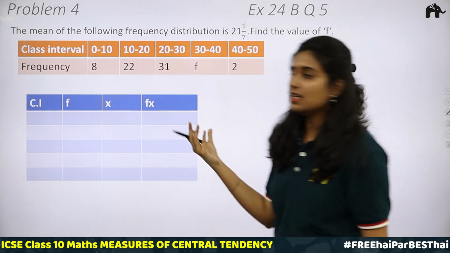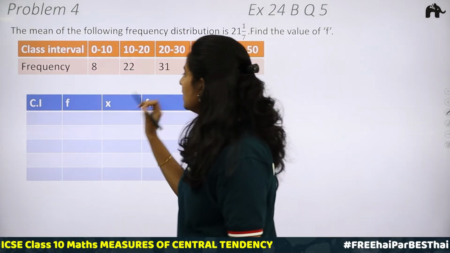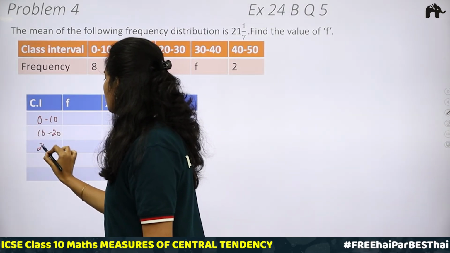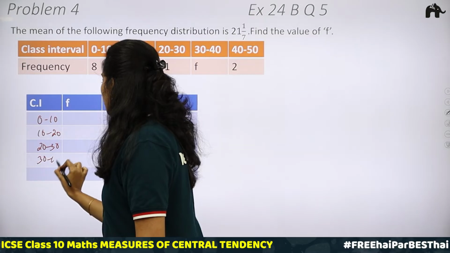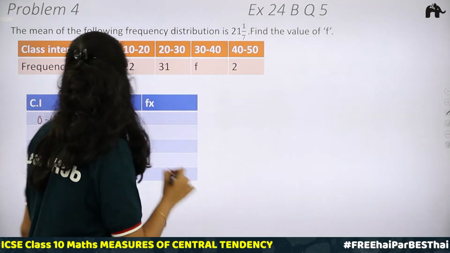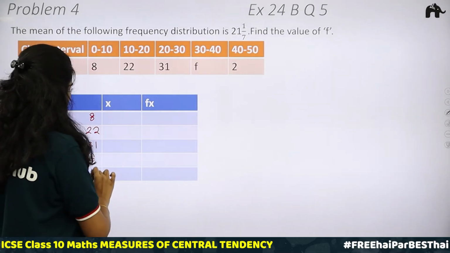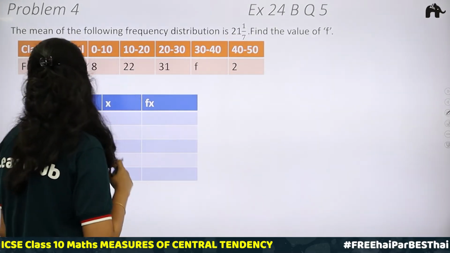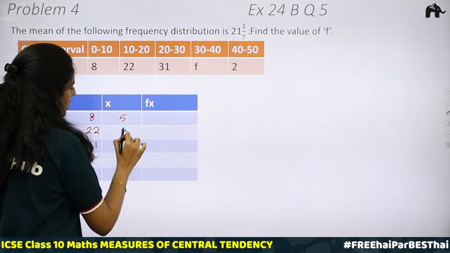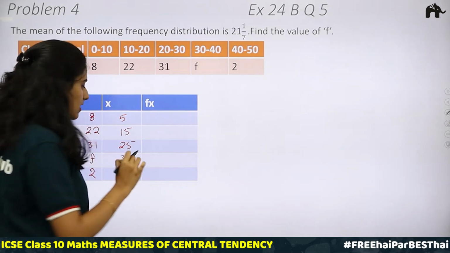In the table, we just need the class interval, frequency, mid value and fx. So here the class intervals are 0 to 10, 10 to 20, 20 to 30, 30 to 40 and 40 to 50. So frequencies are 8, 22, 31, f is a variable and we have to find f value, and we have 2. Next mid values: 0 and 10, the mid value is 5, 10 to 20, 15, 20 to 30, 25, 30 to 40, 35 and 40 to 50, 45.